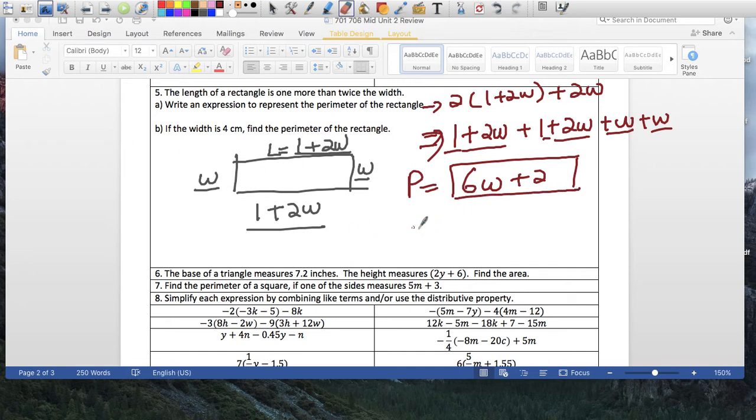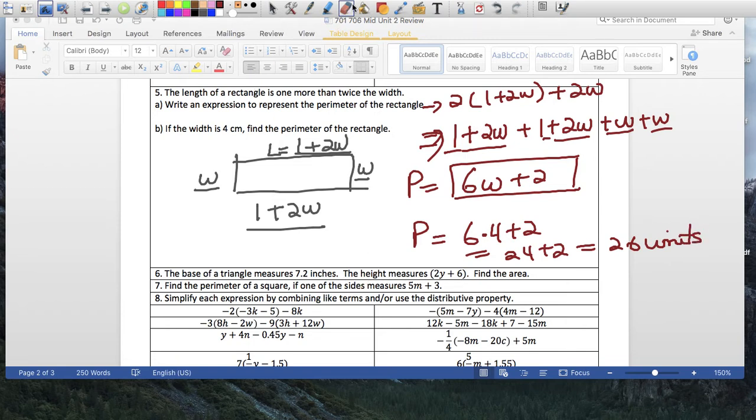And then the second part tells us that w is 4. There's an actual value for w. So we take 6 times the w, which is given to us as 4, plus 2. 6 times 4 is 24, plus 2. So the perimeter of this rectangle is 26 units.